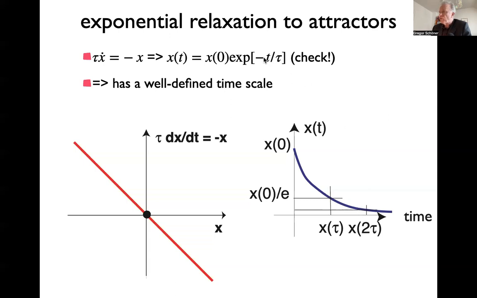Just put in 2 tau here, then I have exponential minus 2, so that is 1 over e times 1 over e. Then you would have a further reduction by again a third, and that takes the same amount of time. It's only the exponential that has that property. That's why it's so important, right?